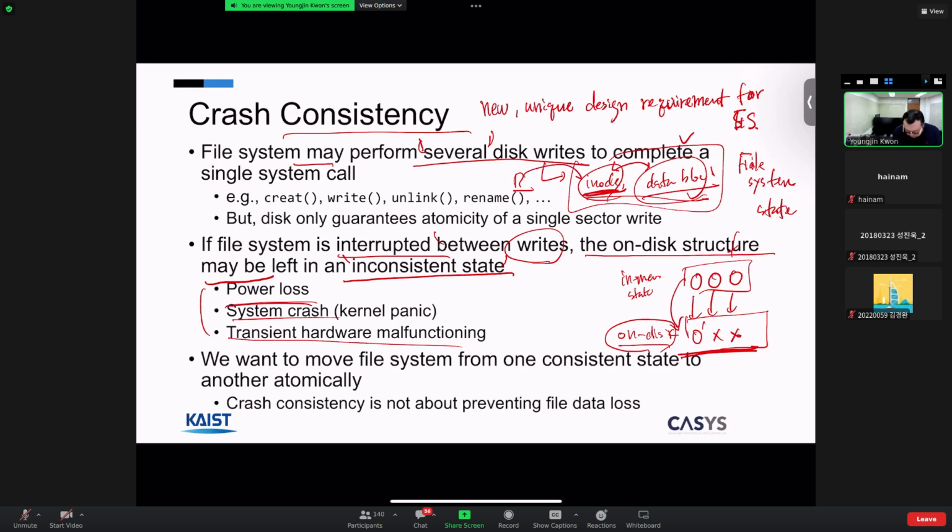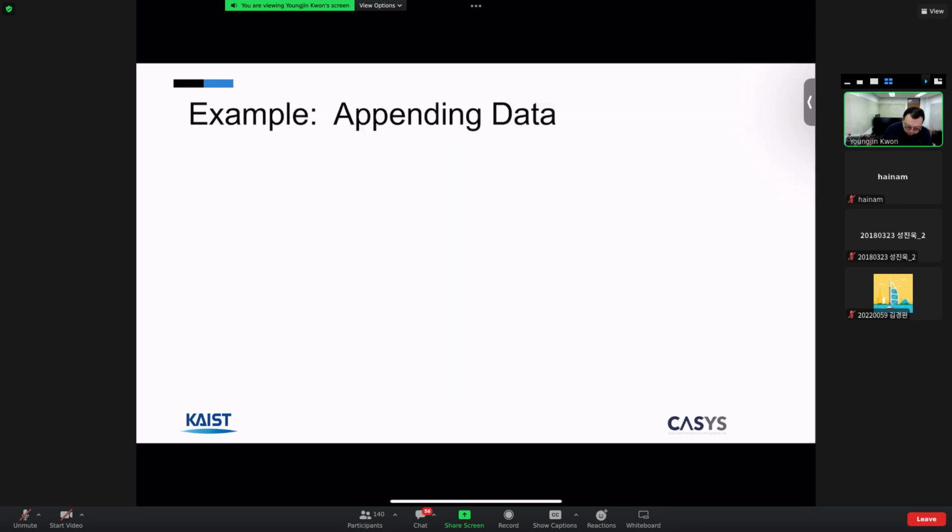So crash consistency is not about preventing data loss. You may lose data, but inode and data state has to be consistent. Okay, this is still a bit vague, so let's make it clear by showing an example.